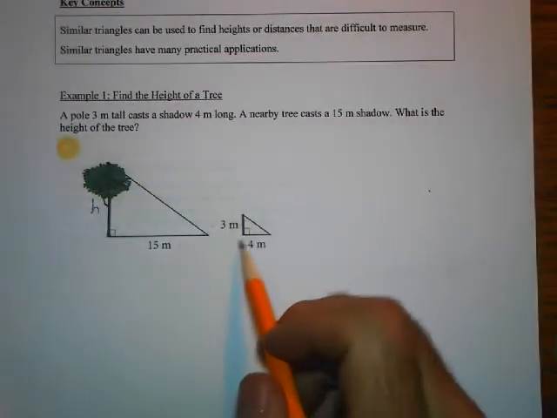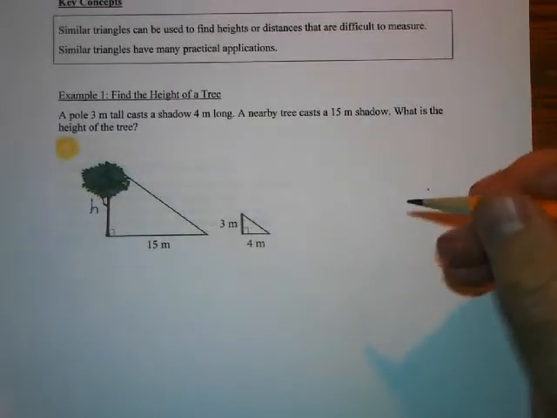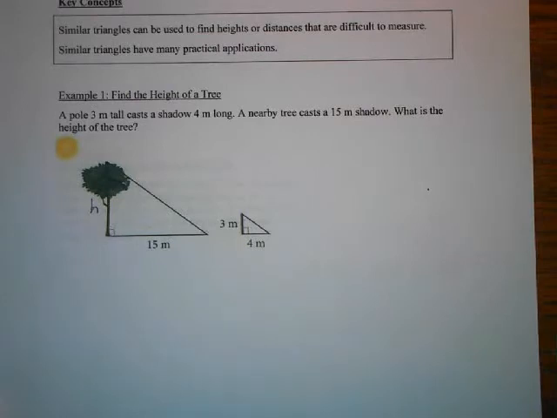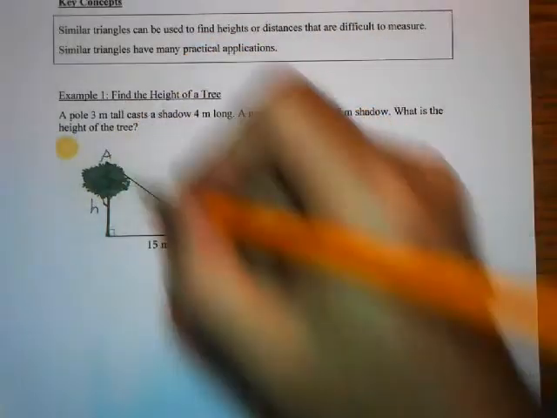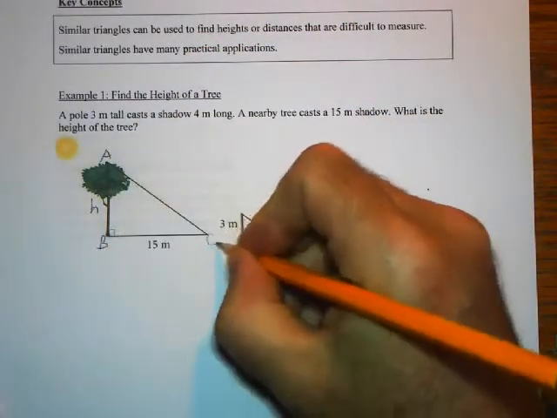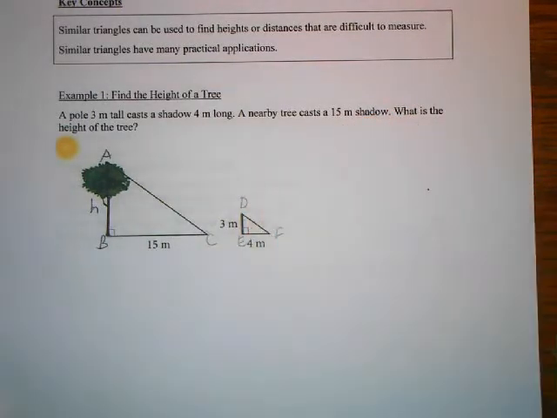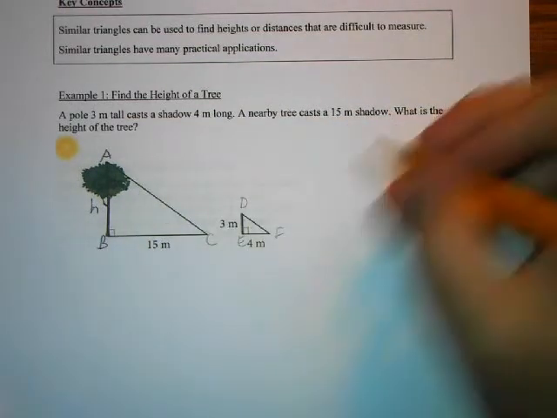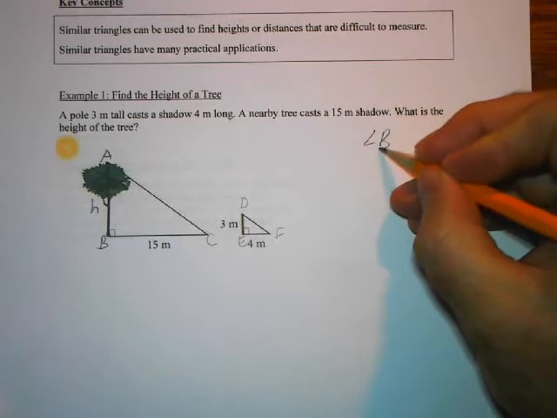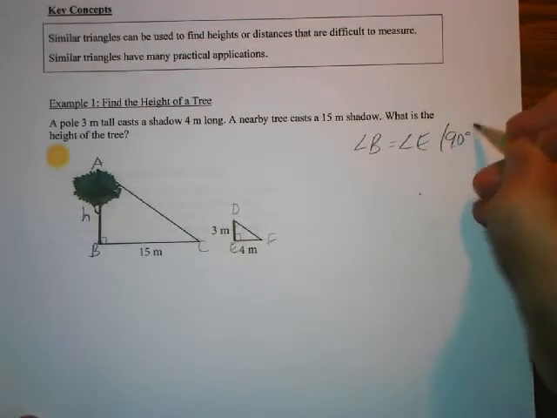And you can see already that these two angles are the same. They're both 90 degrees. So in order to really start naming things, we're going to give the triangles names, or at least the points of the triangle. So we'll call it ABC, and we'll call this one DEF. So the very beginning, we know that angle B is equal to angle E, and they're both 90 degrees.